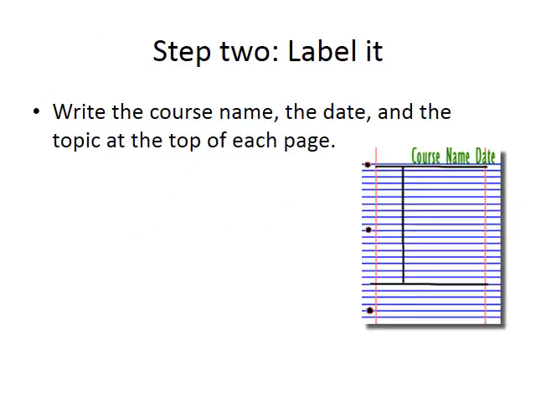The next step is to label your page. At the top of the paper, write the course name, the date, and the topic at the top of each page. This is so that if your pages get out of order, you'll be able to find where it goes in your notes.